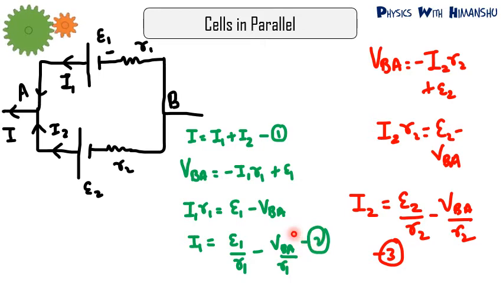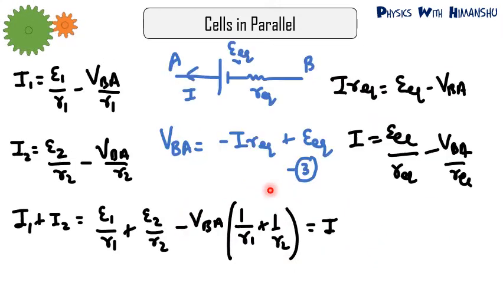Similarly, remember that when cells are connected in parallel, the terminal potential difference across them will be the same. So for the below cell also the TPD will be VBA, because points across them are the same. So VBA will be minus I2 R2 plus E2. So I2 R2 will be E2 minus VBA. So I2 will be E2 by R2 minus VBA by R2. So this is equation number 3. We have already calculated I1 and I2, that is equation number 2 and equation number 3.